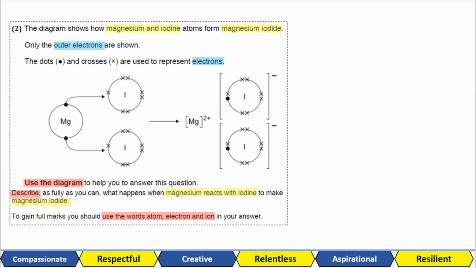This is actually a describe question for 4 marks, but let's imagine that it's an explain question for 6 marks. You can bullet point your answers if you want to.